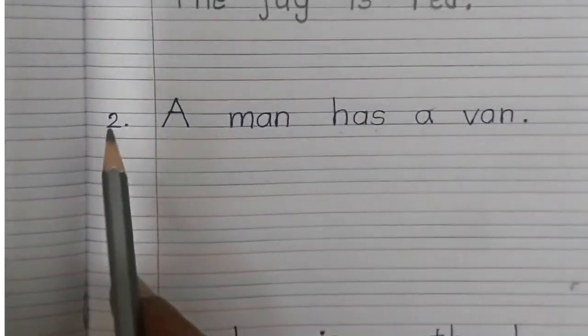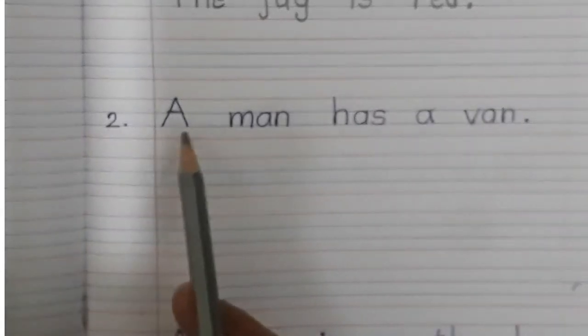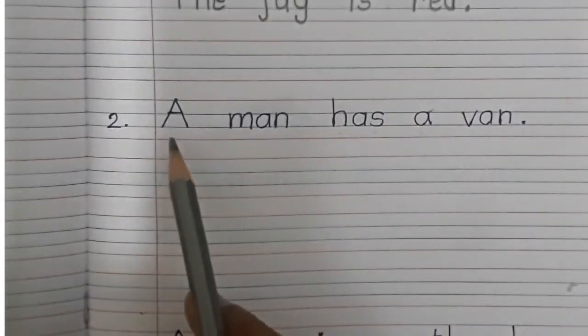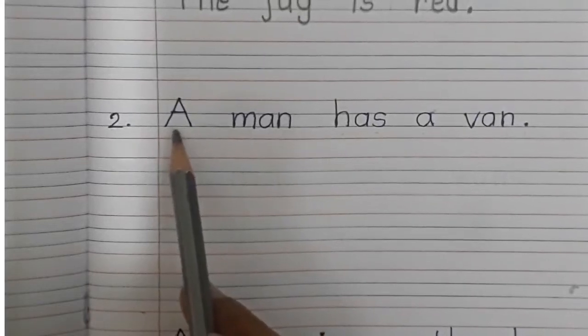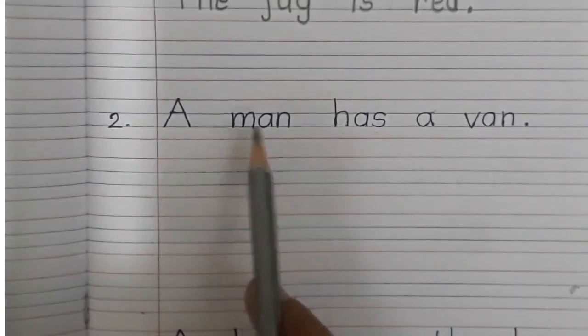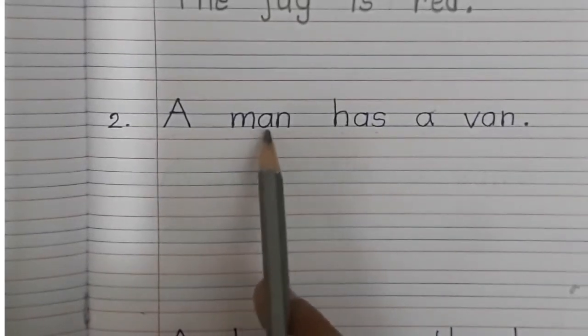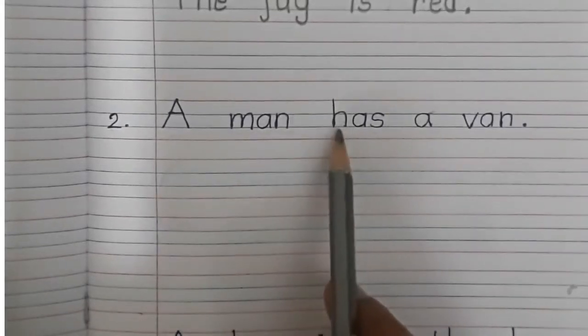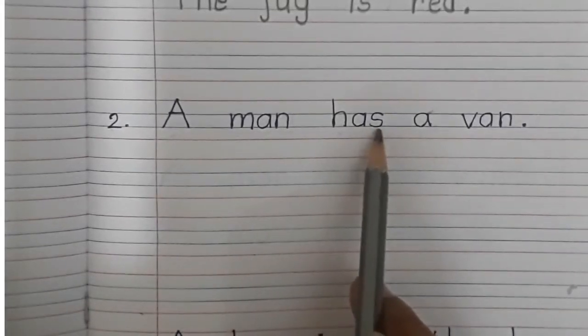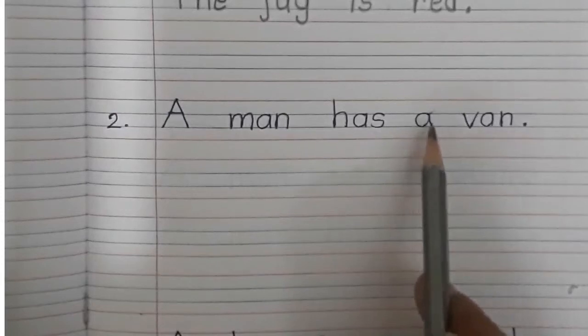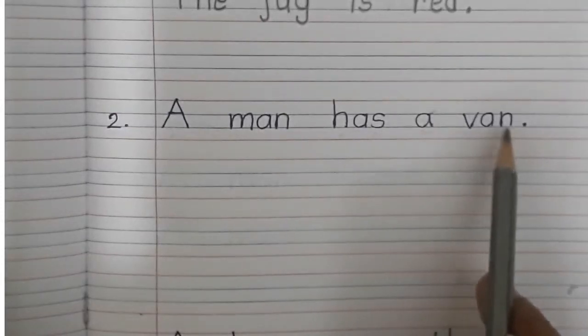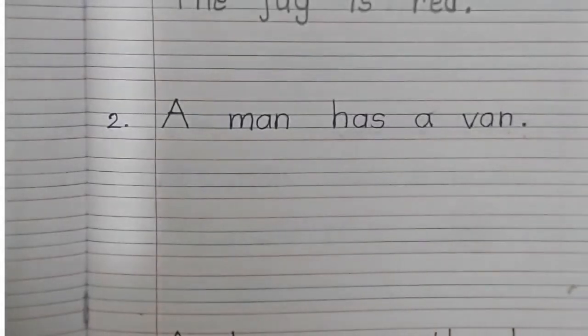Now we will move to the second sentence. First we will read it. Capital A. MAN, man. Has. VAN, van. Then full stop.